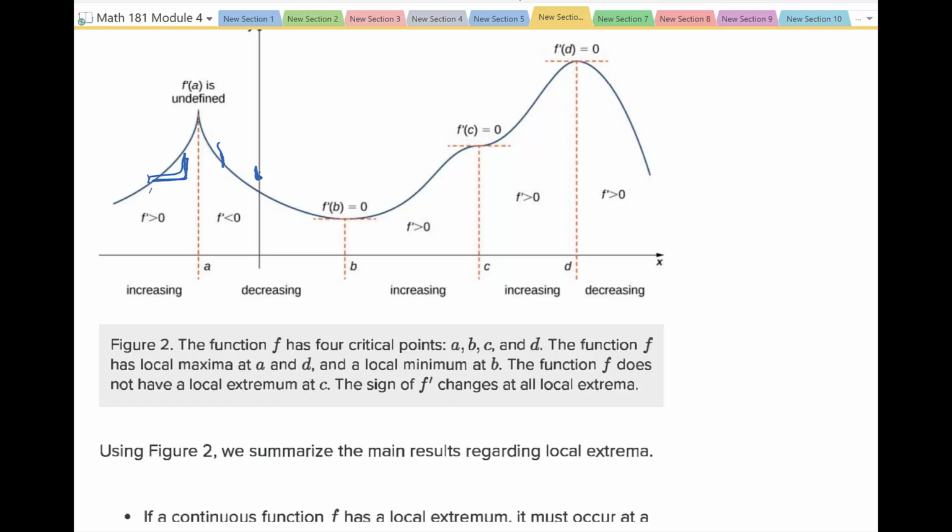So I'm going to slide this over a little bit and use that as other workspace. So our intervals for this are going to be from negative infinity to negative 1, from negative 1 to 3, and from 3 to infinity.